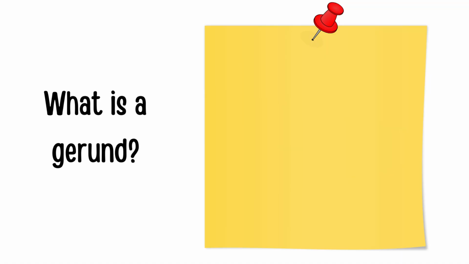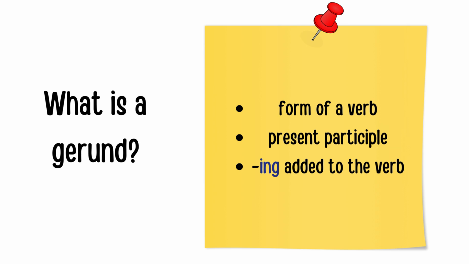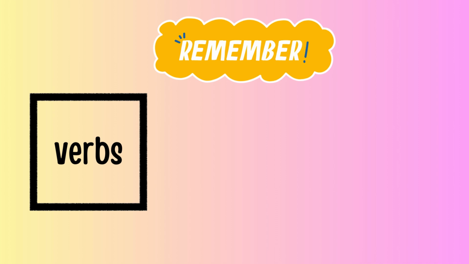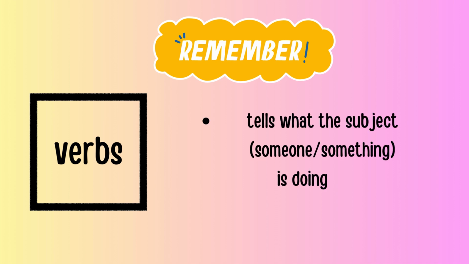So, what is a gerund? A gerund is a form of a verb, and it's also known as the present participle. You may recognize gerunds as verbs with the ing ending added at the end of the verb. Now, if you'll recall, a verb is something that tells what the subject, someone or something, is doing. We can also call these action verbs.